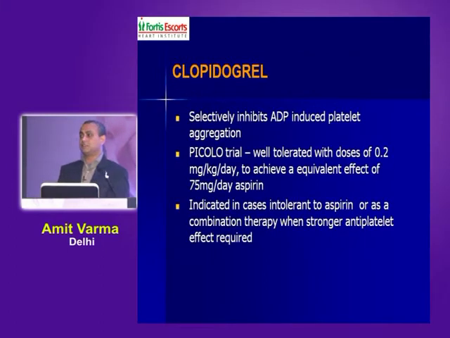Clopidogrel is again an agent extensively used in adults for many, many years, not used as often in children. Having said that, we all know it selectively inhibits the ADP platelet aggregation. There was a PICOLO trial about 6 years ago which talked about how clopidogrel was well tolerated with doses of minimal 0.2 milligrams per kilogram per day with an equivalent effect of aspirin. Where do we use it today? We use it when we have cases which are intolerant to aspirin or as a combination therapy.